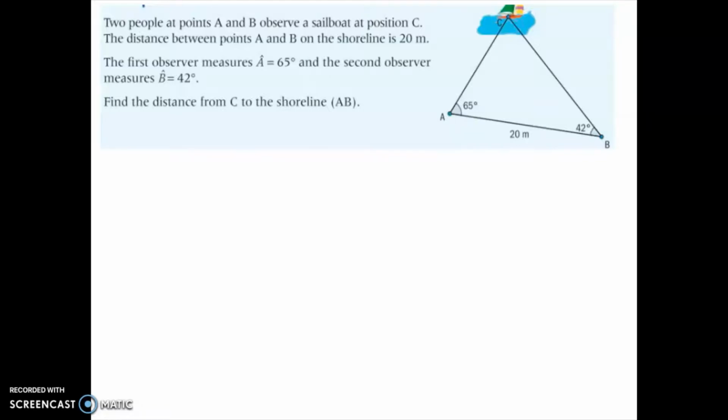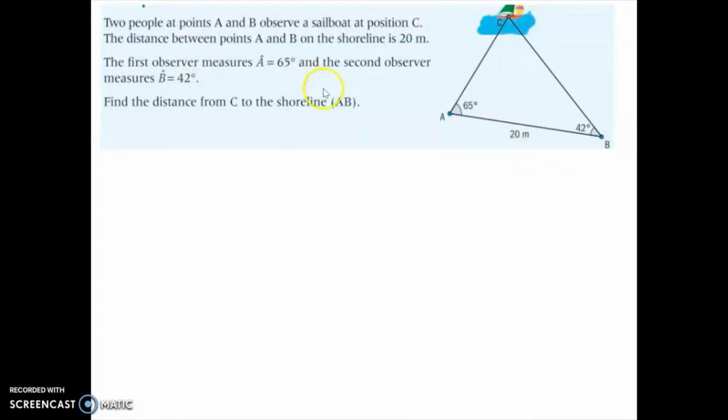Let me see if I can get you started on it so you can get to a solution here. It says two people at points A and B observe a sailboat at position C. So imagine these people are standing on the shoreline or like the beach and they're looking out to sea here. Okay, it says the distance between the people is 20 meters.